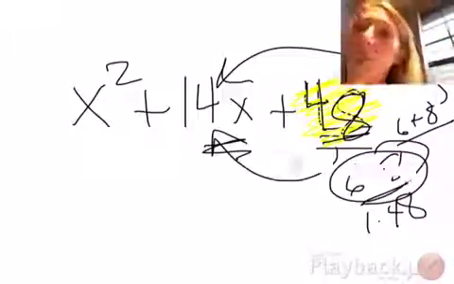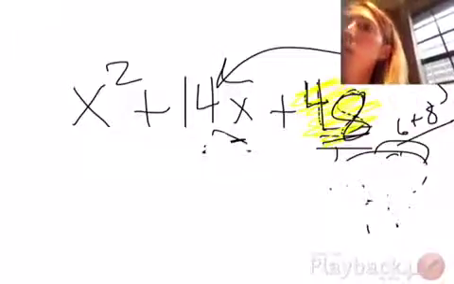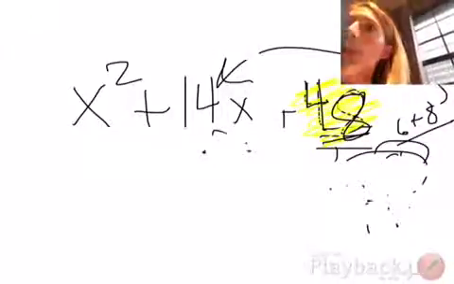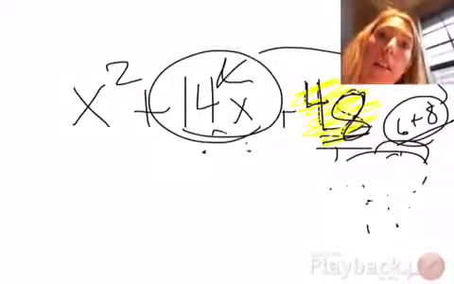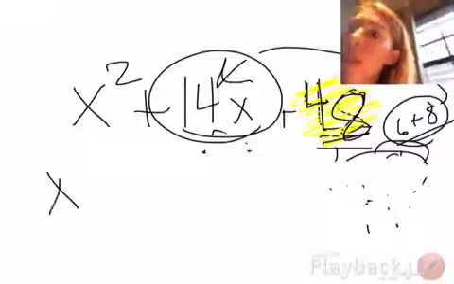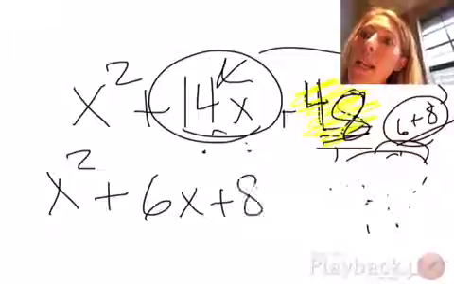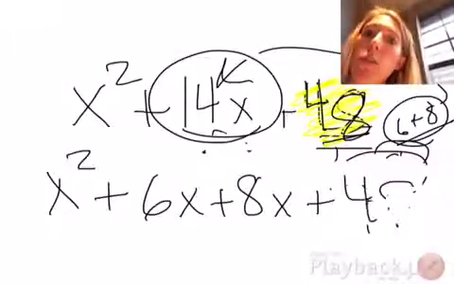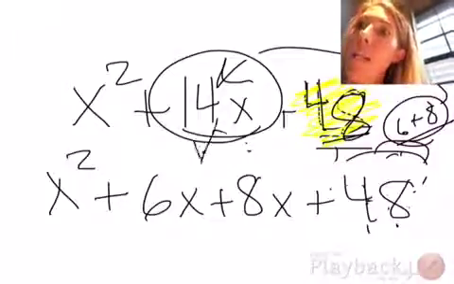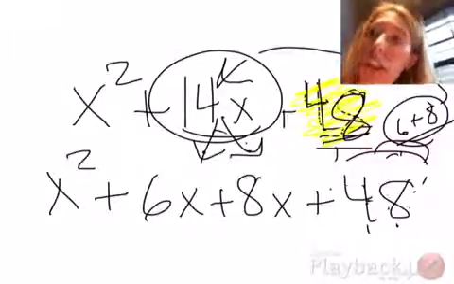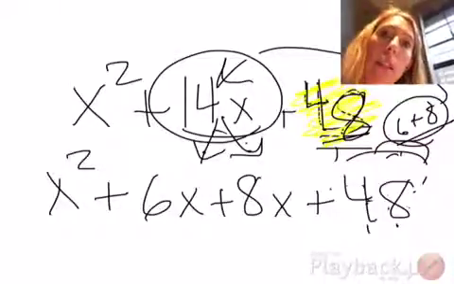So now I'm going to use those factors. I'm going to take those factors and split up this middle term using these special factors. So I'm going to go x squared, I'm just rewriting it, x squared plus 6x plus 8x plus 48. So I just rewrote that trinomial by breaking up the 14x into those special factors. And it doesn't matter which way I did it. I could have done 8x plus 6x. It'll work out either way.